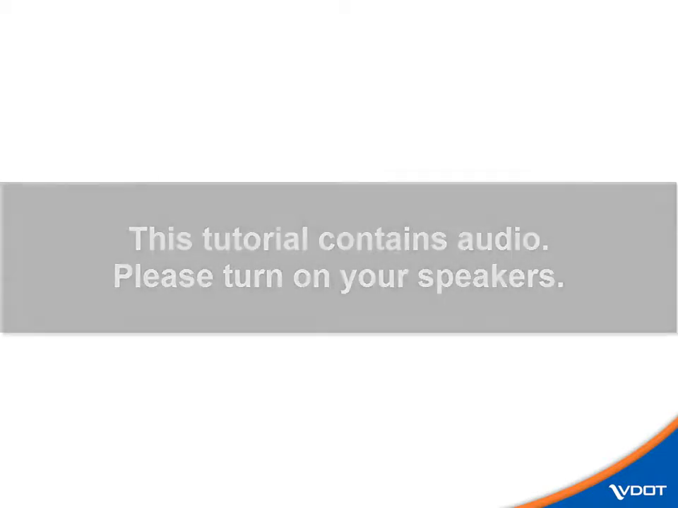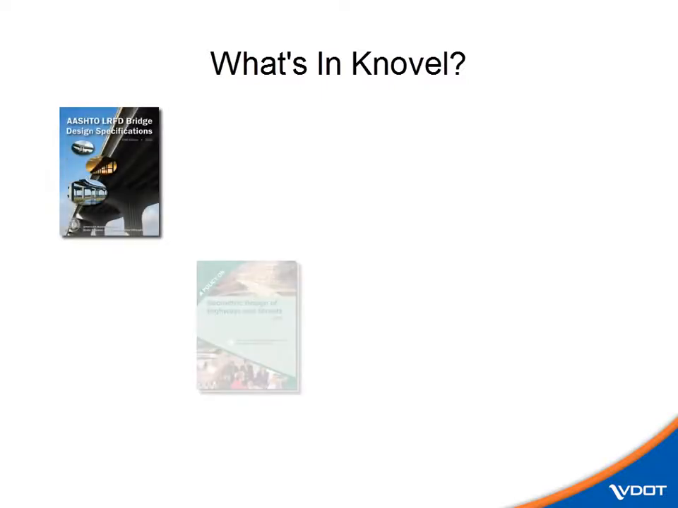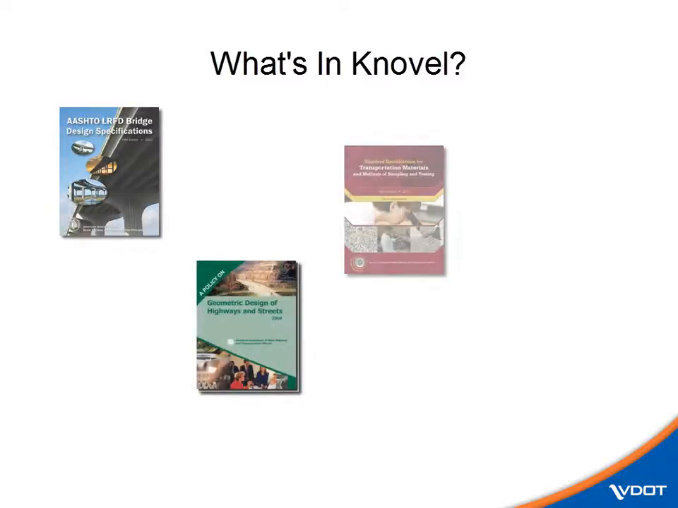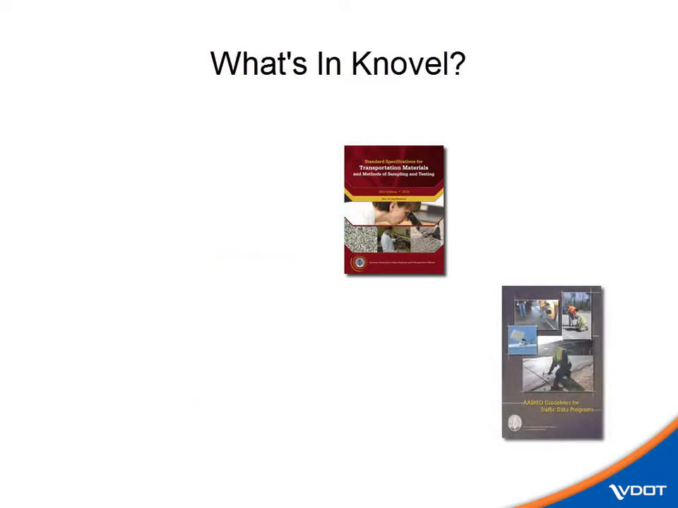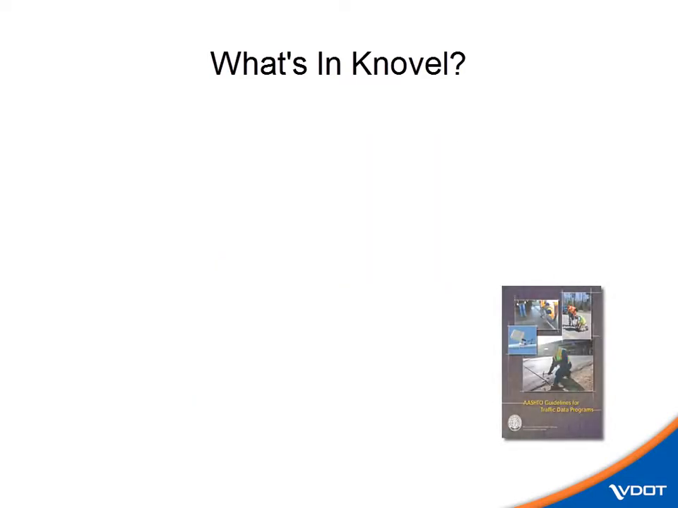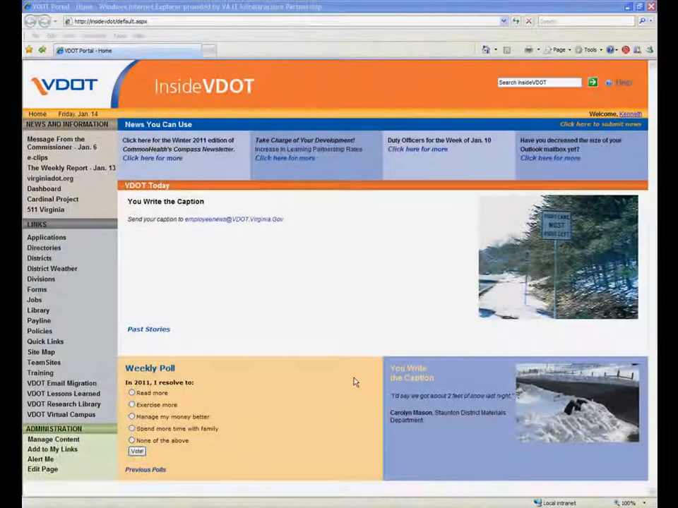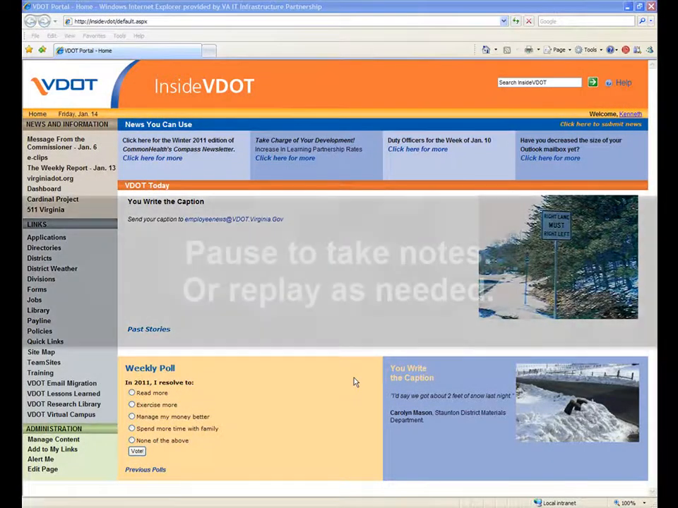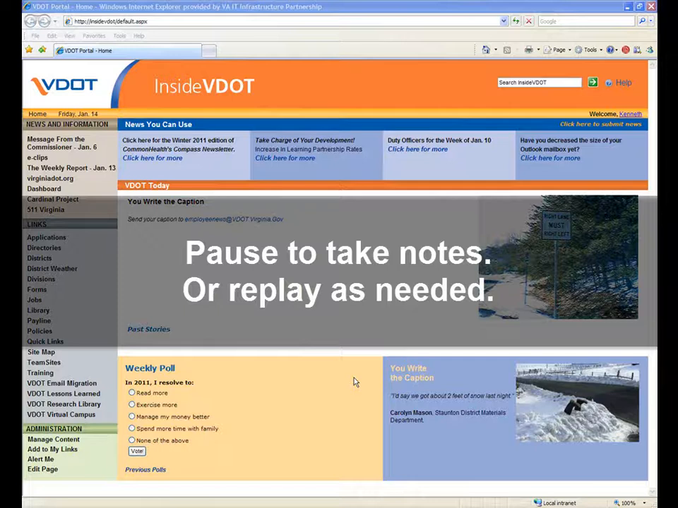In our last video, we introduced you to the Knovel database, showed you how to register for an account, and mentioned the browse and search functions of Knovel. Now let's explore Knovel's powerful search capabilities in greater detail. If you haven't registered for an account yet, you'll need to do that first. I'd recommend following the steps in the video Getting Started with Knovel. You can pause this video at any time to jot down notes or just replay parts as needed.